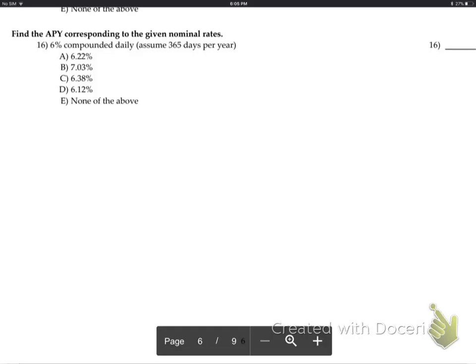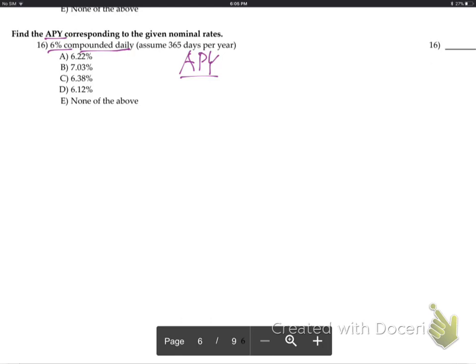Okay, we're on to number 16. 6% compounded daily. So this is APY. What do you do on an APY? That means find the actual annual percentage yield, which means what the interest rate really does. 6%, if you do it daily, it'll actually do a little better than 6%. The more frequently you compound, the higher it actually comes out. So 6% done daily will come out a little higher. How do you figure that out?